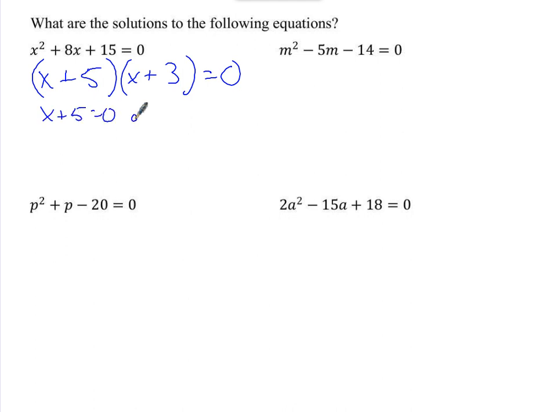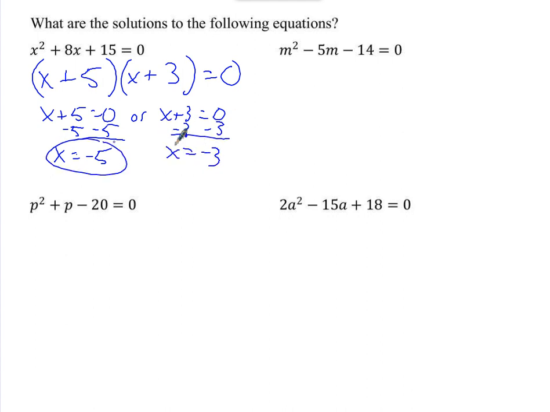X plus 5 equals 0, or x plus 3 equals 0. Split it up, two separate equations. And now solve. Subtract 5 from both sides. This is easy here. We get x equals negative 5. Subtract 3 from both sides. We get x equals negative 3. Two answers, and we're done.